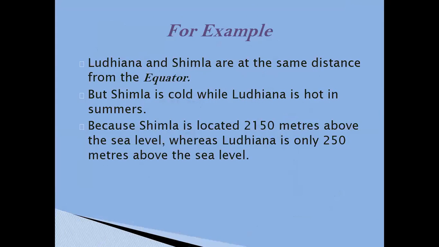For example, Ludhiana and Shimla are at the same distance from the equator, but Shimla is cold while Ludhiana is hot in summers because Shimla is located 2,150 meters above the sea level, whereas Ludhiana is only 250 meters above the sea level.